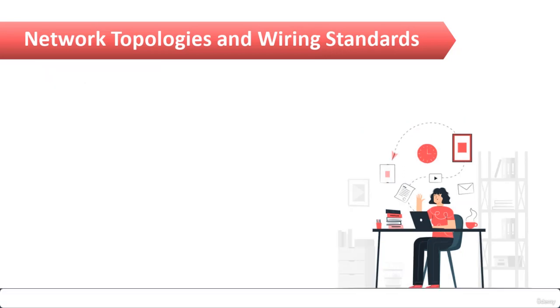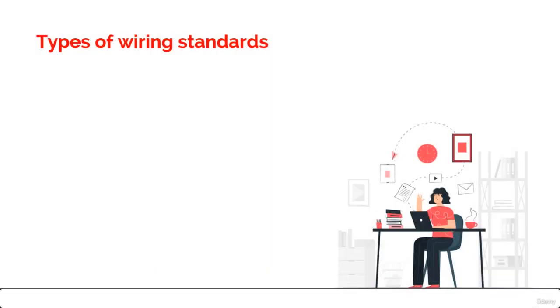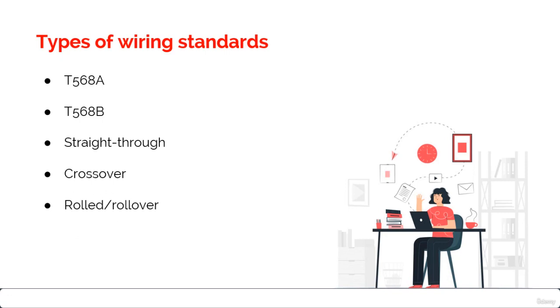Now, let us have a look at different types of wiring standards that we are going to see throughout this section. Ethernet cabling is an important thing to understand, especially if you're planning to work on any type of LAN. Now, there are different types of wiring standards available. The first one is T568A, then T568B, straight through cable, crossover cable, and rolled over cable. We will look into each one of these in detail, and then I'll end this discussion with some examples for you.